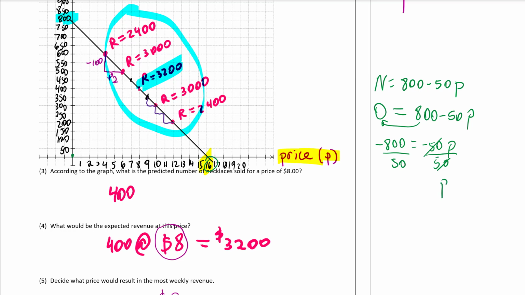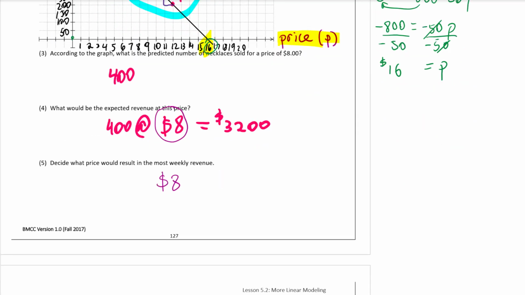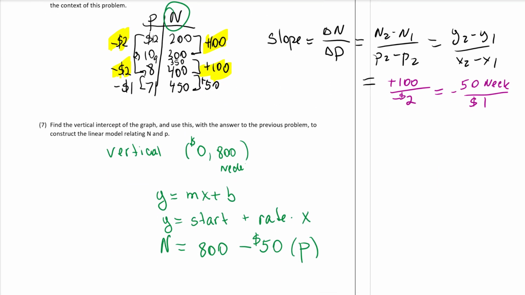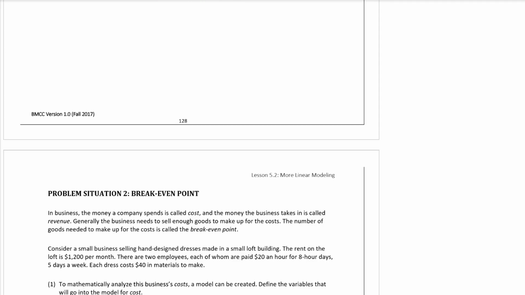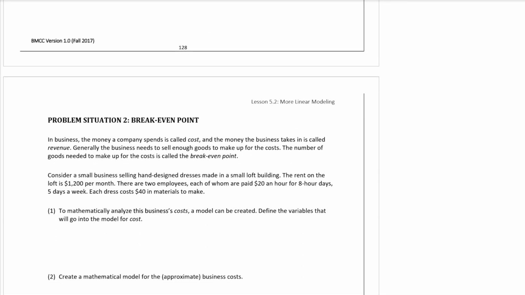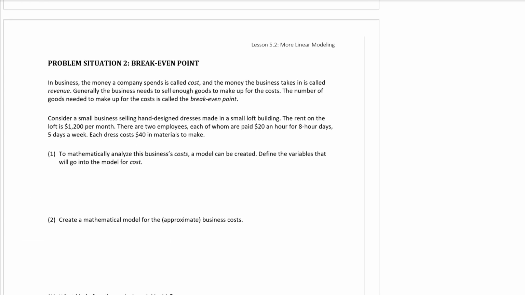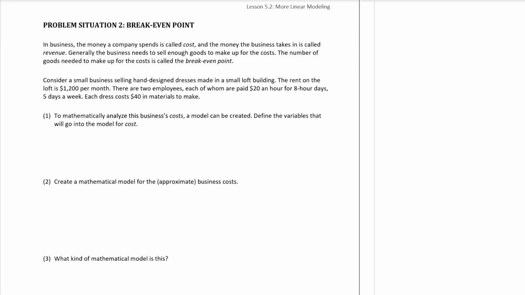And then notice what we're getting. We get a price of, well, negative 50 is $16. And you can see visually, at $16, no one is going to buy those necklaces. Which kind of makes sense, right? Well, maybe there's still somebody who will be interested, but according to this model, it's going to be 0. All right, so we're done with the first problem situation, and we have one more also related to this.